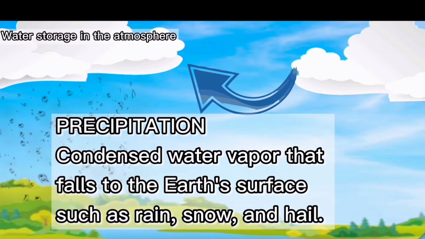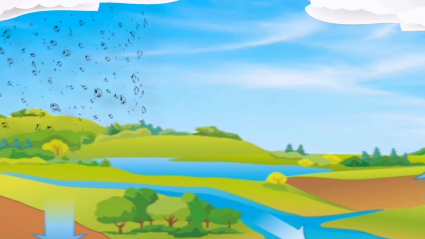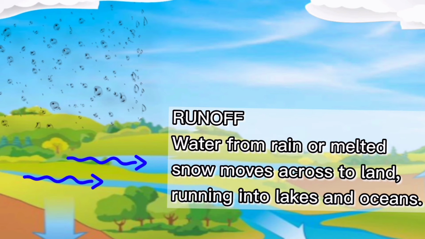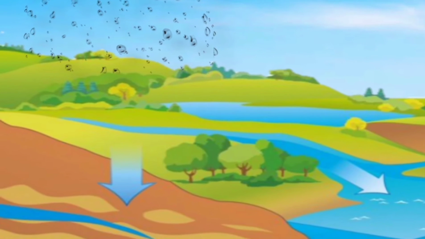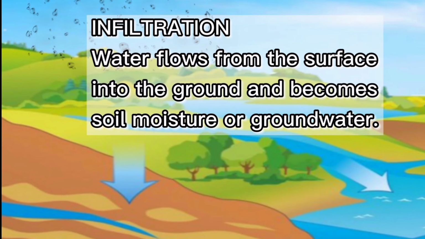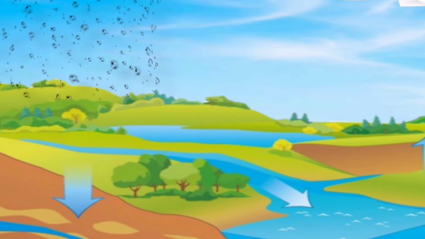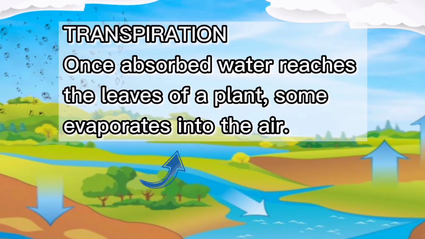Precipitation: condensed water vapor falls to the Earth's surface such as rain, snow, and hail. Runoff: water from rain or melted snow moves across the land, running into lakes and oceans. Infiltration: water flows from the surface into the ground and becomes soil moisture or groundwater. Transpiration: once absorbed water reaches the leaves of a plant, some evaporates into the air.